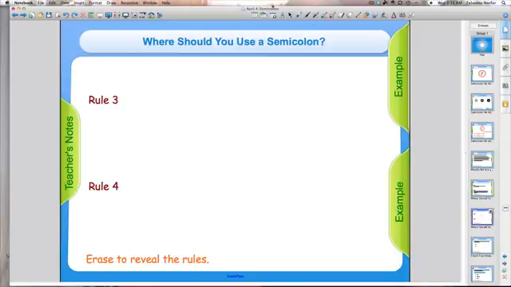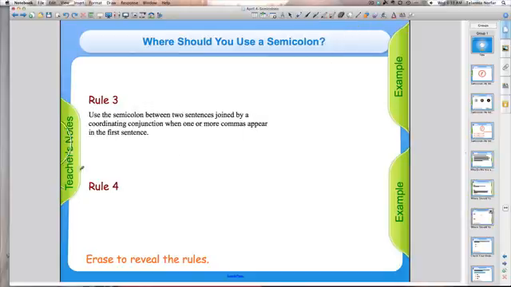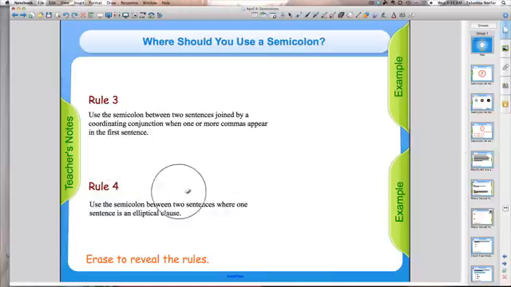Okay, rules 3 and 4. Again, we're going to erase to reveal. Use a semicolon between two sentences joined by a coordinating conjunction when one or more commas appear in the first sentence. For rule 4, use a semicolon between two sentences where one sentence is an elliptical clause. Again, pause the video until you've written down the rules, and then we'll write the examples right underneath.